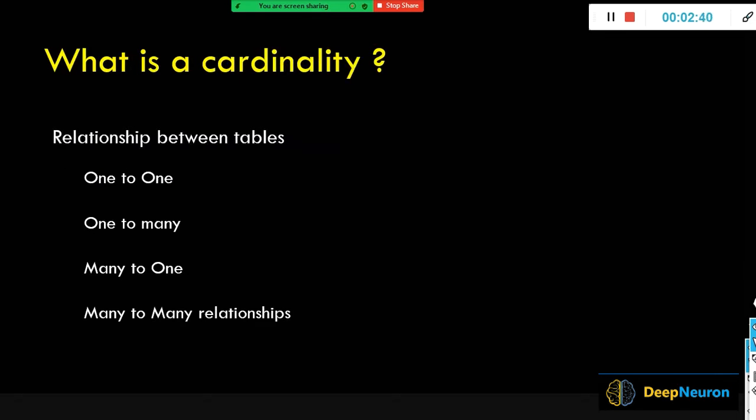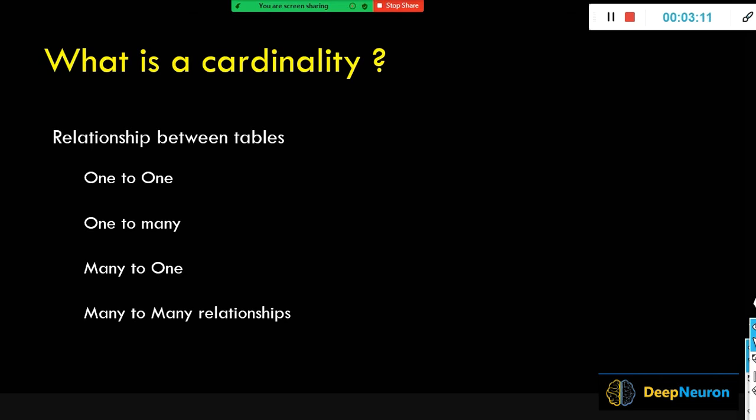So what is cardinality? In the interview, they ask you this question. Can you please tell me the cardinality that you have used as part of your data model? Cardinality is nothing but the relationship between the tables. In some cases we establish a one-to-one relationship between the tables. In other cases we establish one-to-many, many-to-one and many-to-many relationships.